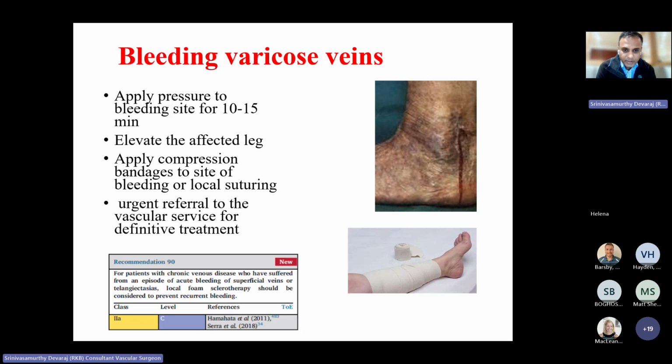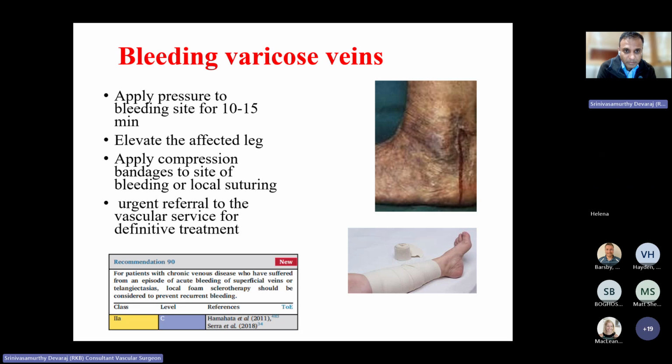Now, bleeding varicose veins, hopefully uncommon in the GP practice, but possible. The main treatment, acute treatment, is to apply compression therapy to the site of the bleeding and elevate the leg to reduce venous hypertension.